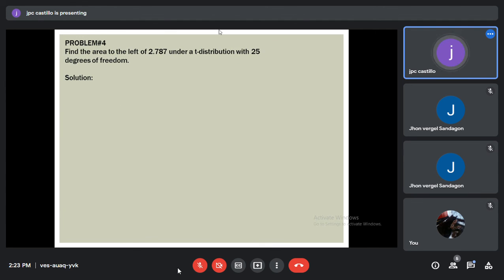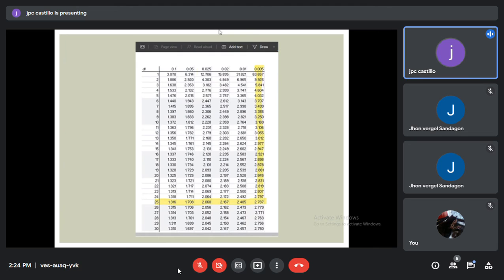Now, in problem number 4, find the area to the left of 2.787 under a t-distribution with 25 degrees of freedom. So, the formula is the same: 1 minus A times 100% equals P. Find the value of A. We can see the value of A is 0.005.